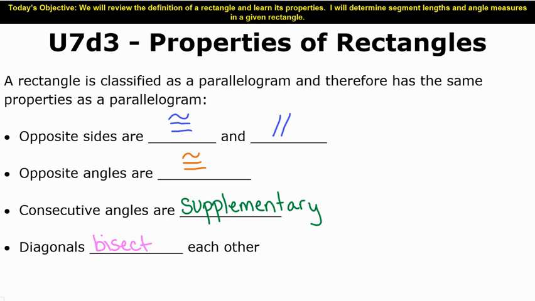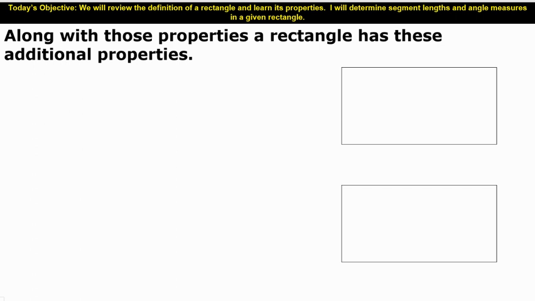Does that say anything about the diagonals doing anything to angles? No, they just cut each other in half, right? It has nothing to do with the angle in that corner, okay? All right, so in addition to those regular old parallelogram properties, it also is going to have its own things that make it a rectangle.